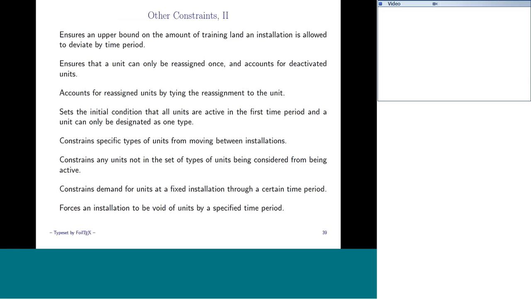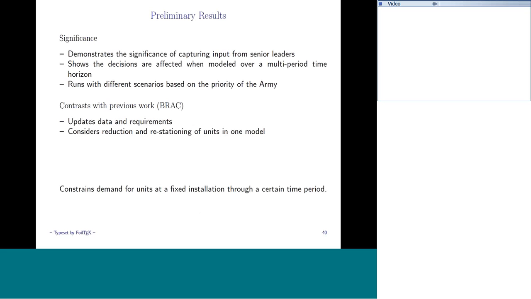We also have initial conditions to account for. Certain units can't move to certain installations. We have other things on the demand for units at certain locations. Some installations we know they're going to close, and so the units have to have left by a certain time period. So we have a lot of these requirements to consider. And so what we're trying to do is demonstrate the significance of capturing the input from the senior leaders to get all these constraints correct. Clearly, decisions are affected by the more time periods we're able to look at.